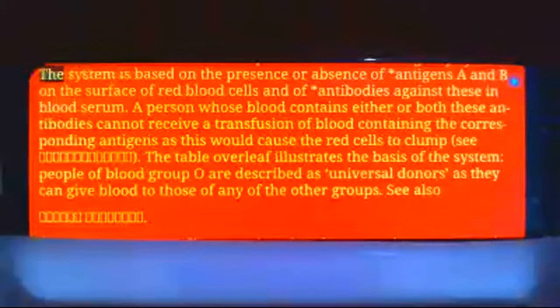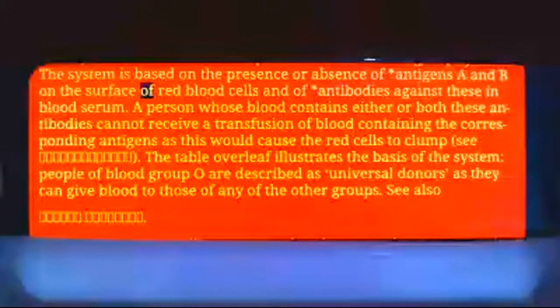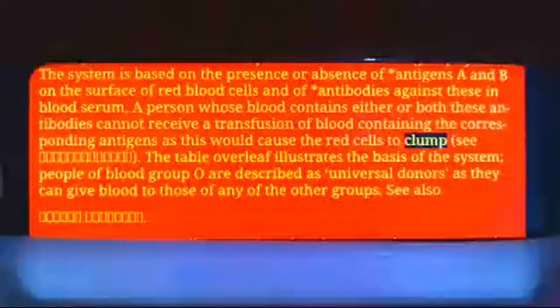ABO system, one of the most important human blood group systems. The system is based on the presence or absence of asterisk antigens A and B on the surface of red blood cells and of asterisk antibodies against these in blood serum. A person whose blood contains either or both of these antibodies cannot receive a transfusion of blood containing the corresponding antigens, as this would cause the red cells to clump. The table overleaf illustrates the basis of the system.